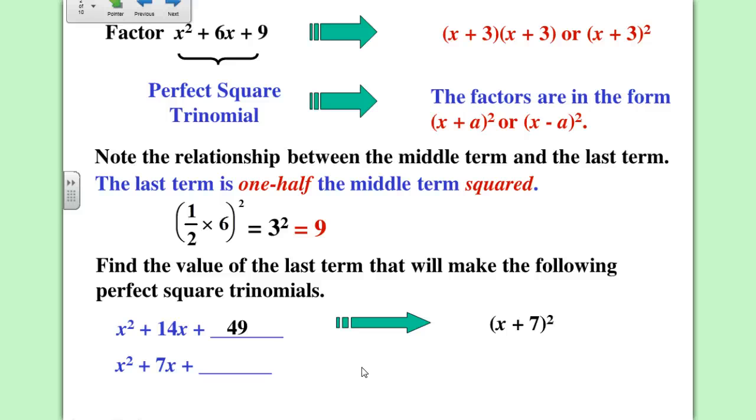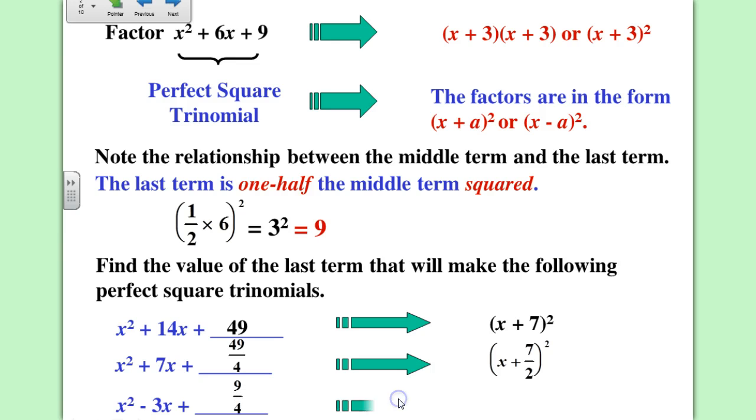What would it have to be if it was a 7 in the middle term? Well, half of 7 is 7/2, squared is 49 over 4. That means that the perfect square would be x plus 7/2 squared. Lastly, what about x squared minus 3x? Clearly, if you divided minus 3 by 2 and squared, you get 9 over 4. That would give us x minus 3 over 2 squared. So this is a bit of a review of what we talked about in completing the square before.